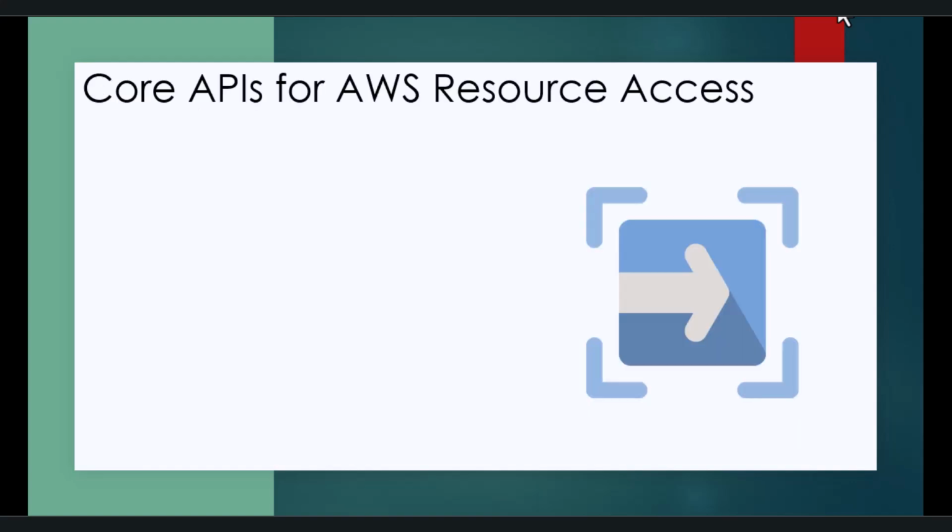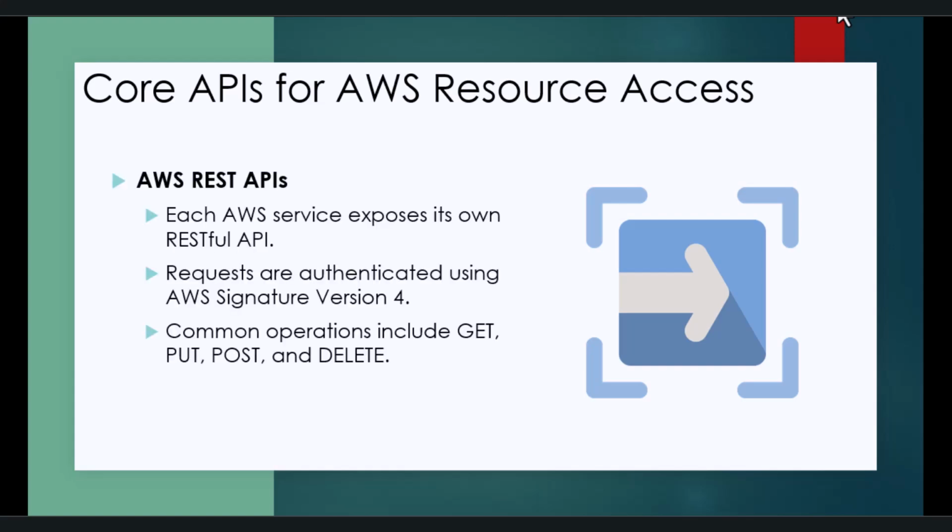Other core APIs for AWS resource access would be the AWS REST APIs. Each AWS service exposes its own RESTful API through the metastructure, and the requests are authenticated using AWS Signature version 4. Common operations include get, put, post, and delete. And remember, everything has to be digitally signed.